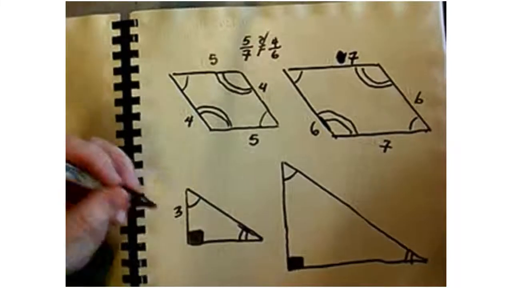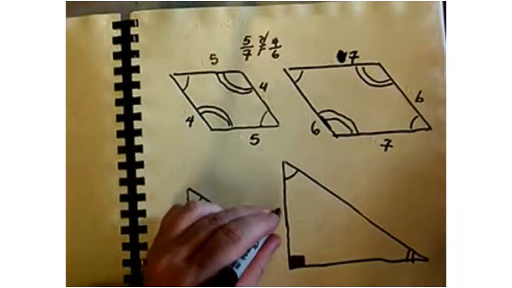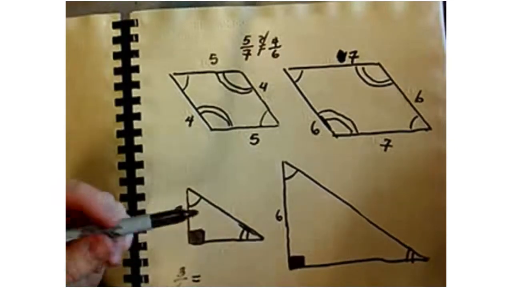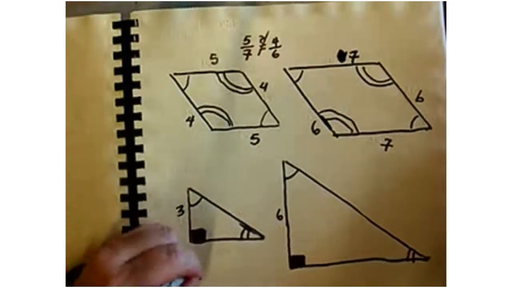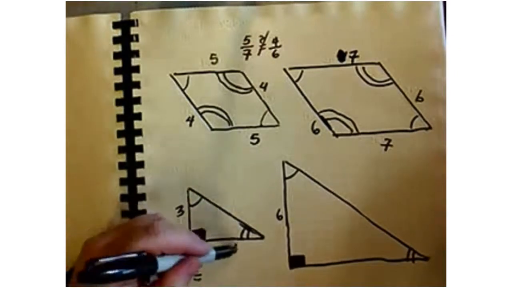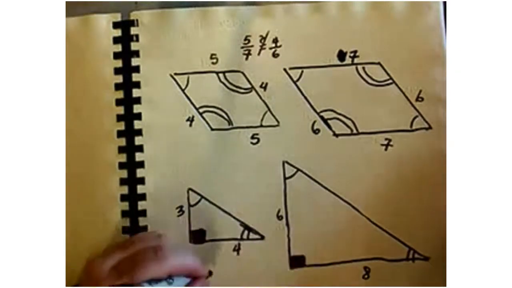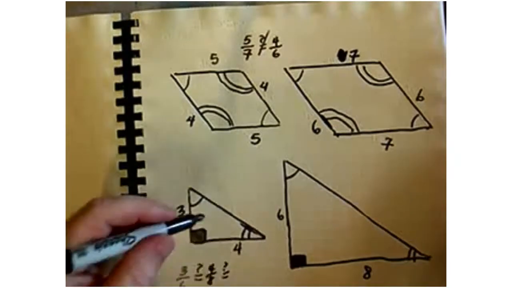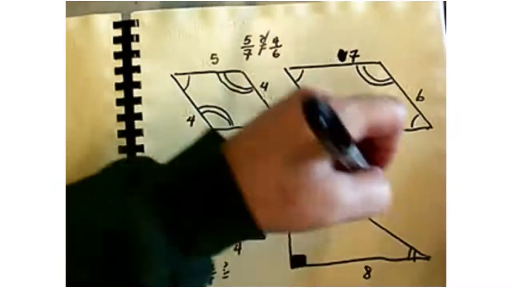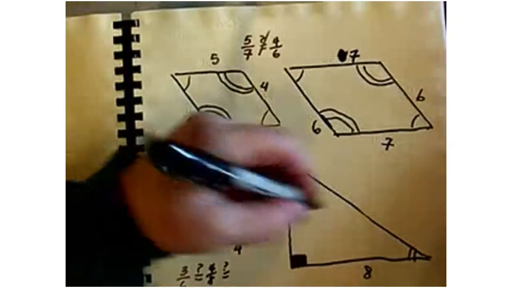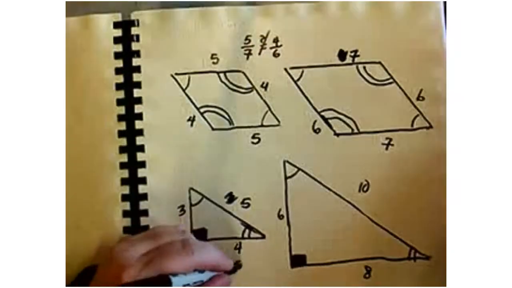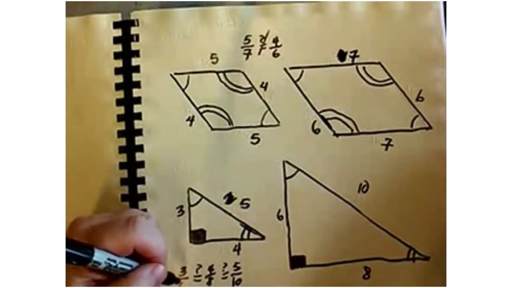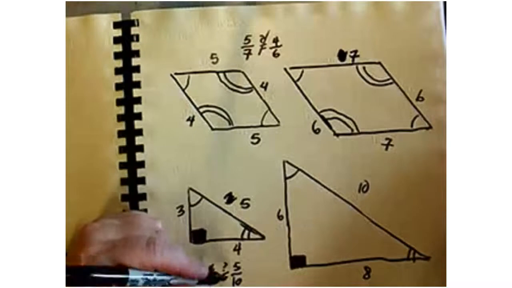So 3 is your left side to 6, right? So we write 3 is to 6, or 3 over 6. Does that equal 4 over 8? And does that equal 5 over 10? So you should see that all of those reduce to 1/2, don't they? So they do equal each other. 1 over 2 equals 1 over 2 equals 1 over 2.